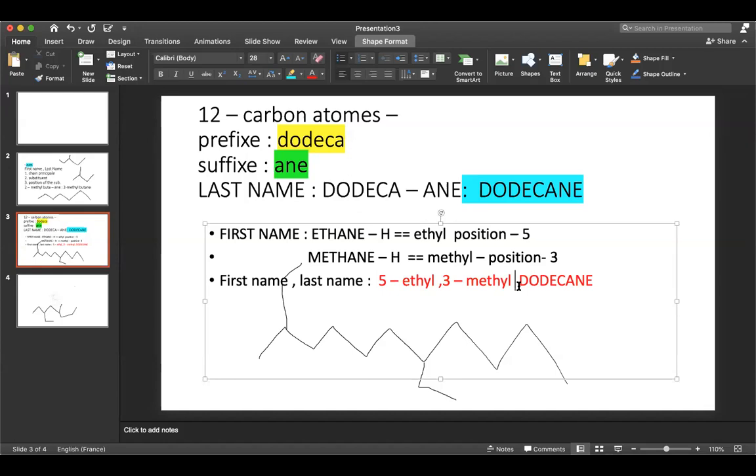This is just a way that I have thought of that is going to help you understand what I'm talking about. So this part here, I'll even highlight it, is what we're calling the first name. And this part here is what we are calling the last name. So this compound will now be called 5-ethyl-3-methyl-dodecane. So you are done with this compound. Any questions?